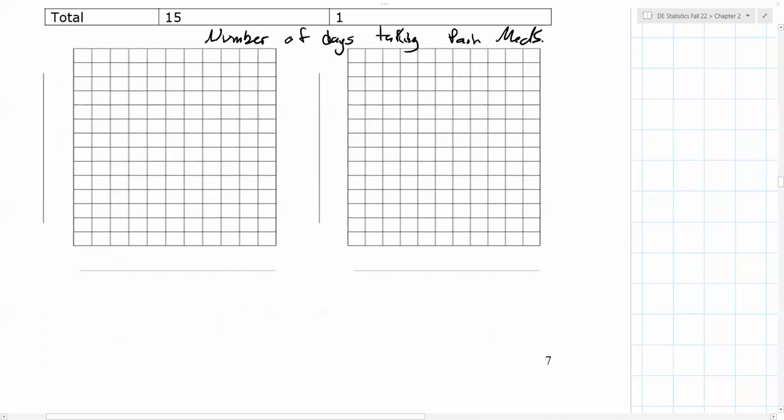And then both of these are going to be number of days. And then one of these is going to be frequency. And the other one is going to be relative frequency.